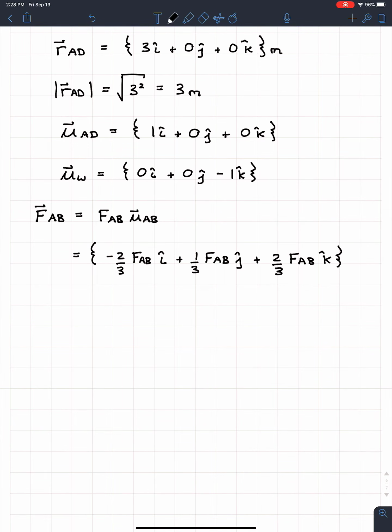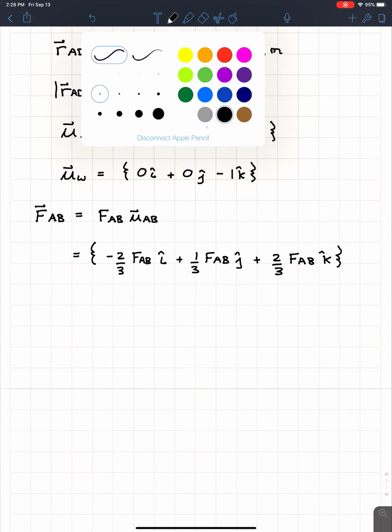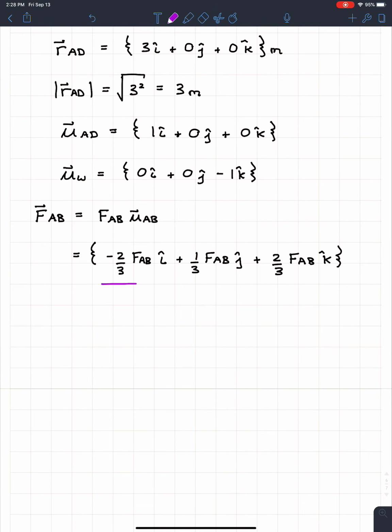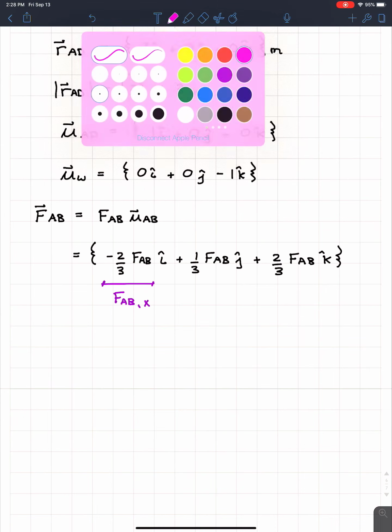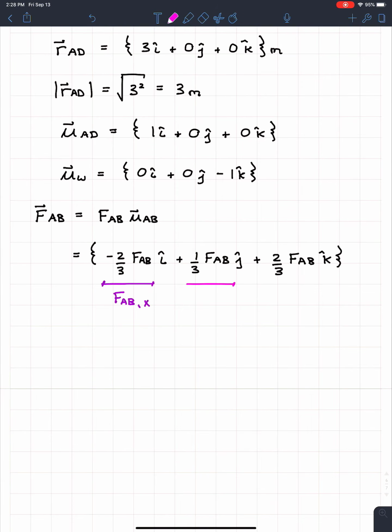I'm not going to put units in newtons at the end here because the FAB has units in newtons, so it's kind of already taken care of. What you guys are going to want to realize later, and I'll use different colors, is that this first part right here is going to be our FAB in the x direction. I'm going to keep these colors consistent for the other ones, and I'll show you guys how we add them together in a bit. This one's going to be FAB in the y direction, and then we'll do this last one in green. This one's going to be FAB in the z direction. So that's how we find our components.